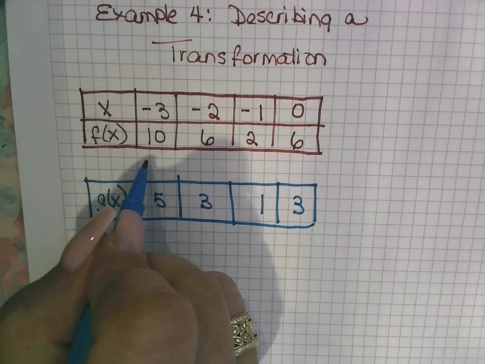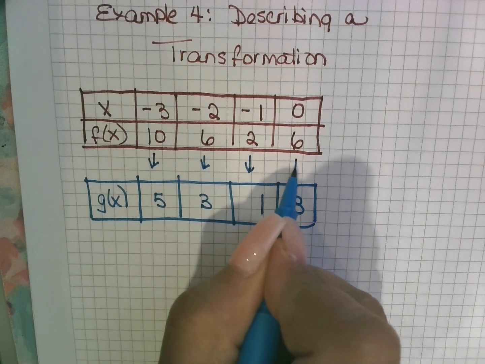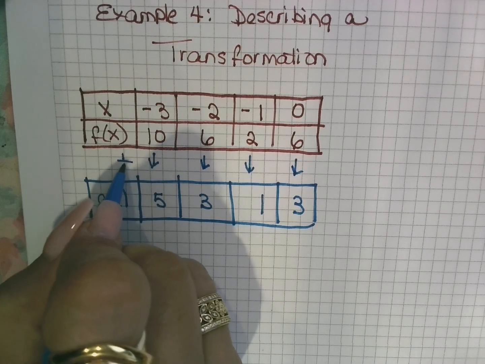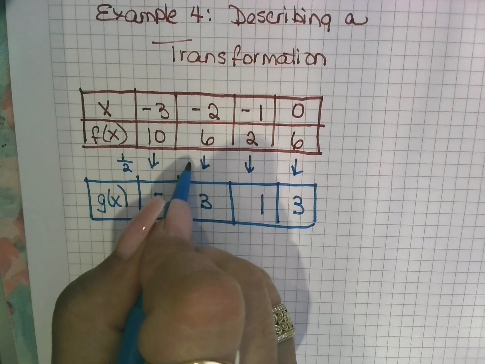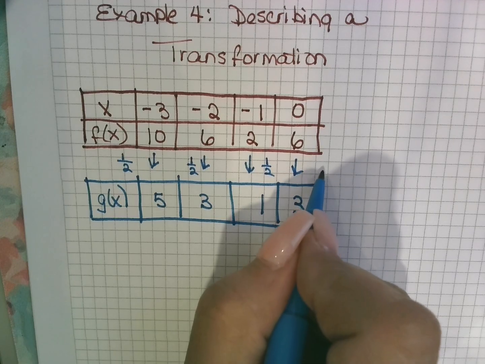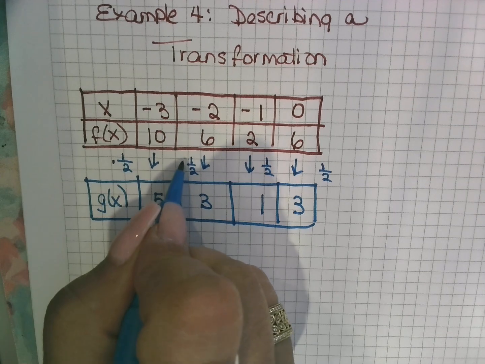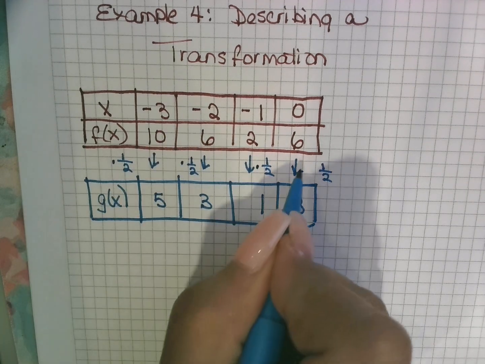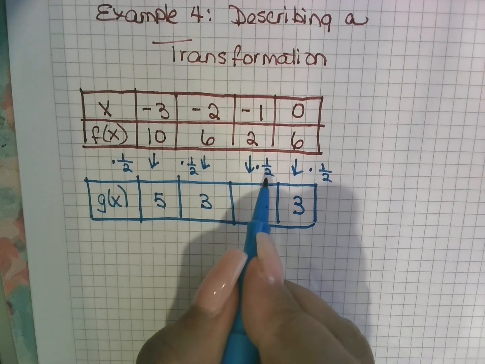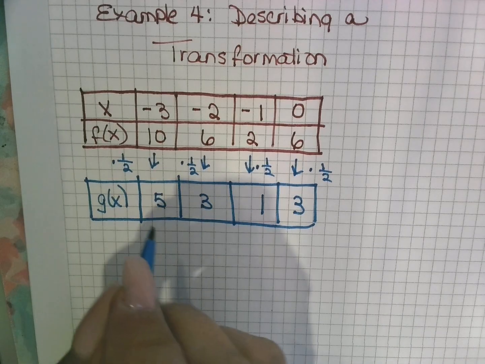So you can see that going from here to here, you are taking 1/2 of the number, right? 5 is a half of 10. 3 is 1/2 of 6. 1 is 1/2 of 2. And 3 is 1/2 of 6, right? If we just multiplied each of these by 1/2, 10 times 1/2 is 5, 6 times 1/2 is 3, 2 times 1/2 is 1, 6 times 1/2 is 3. So now it becomes clearer.